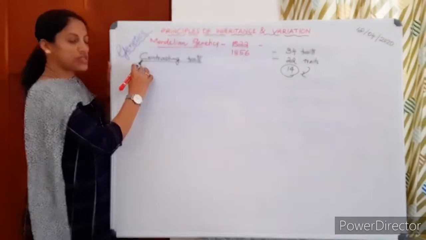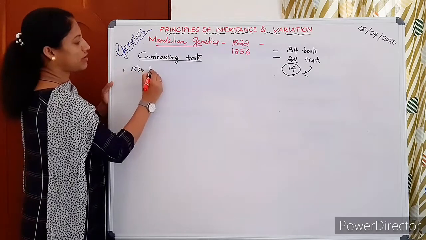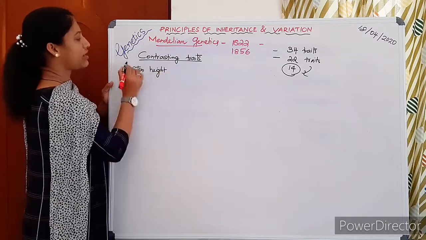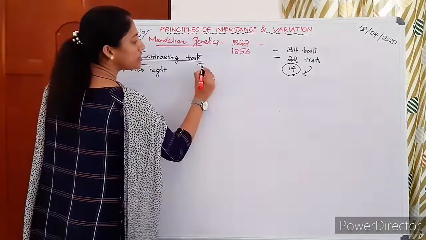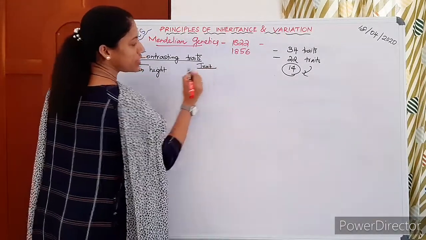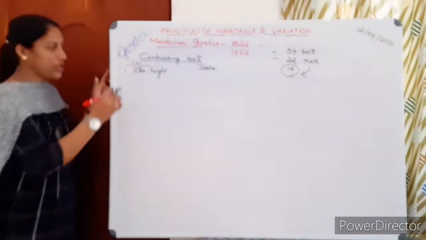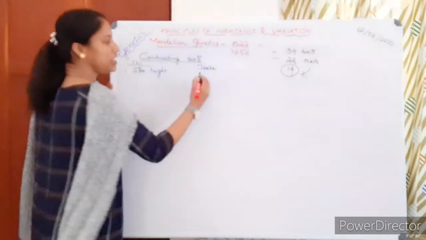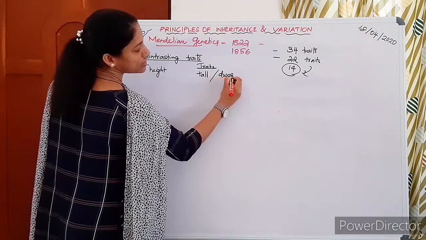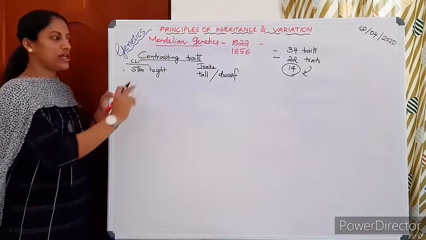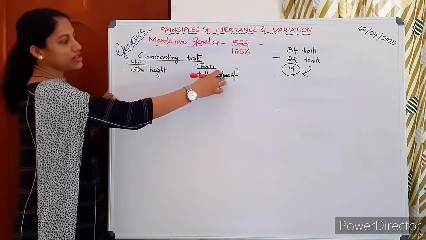Mendel studied the first character, stem height. The expression of a character we call a trait. The character is stem height, and it is expressed as tall and dwarf. The two contrasting traits Mendel took are tall and dwarf. The stem height is the character, and the two traits are tall and dwarf.